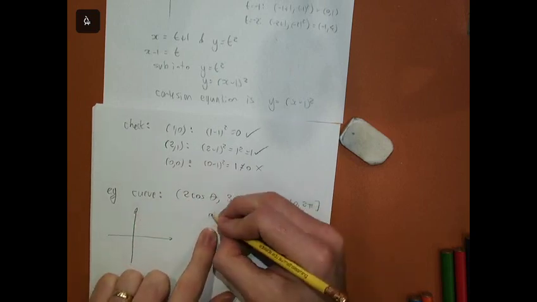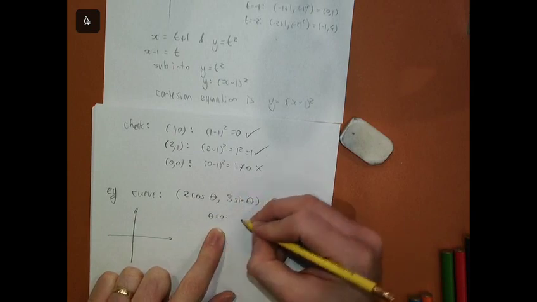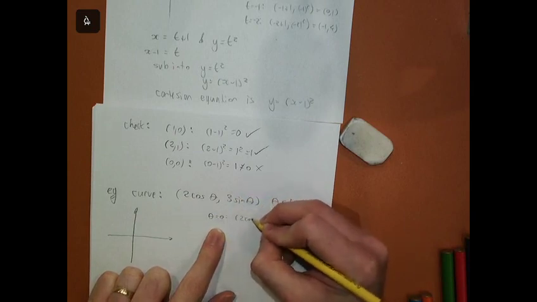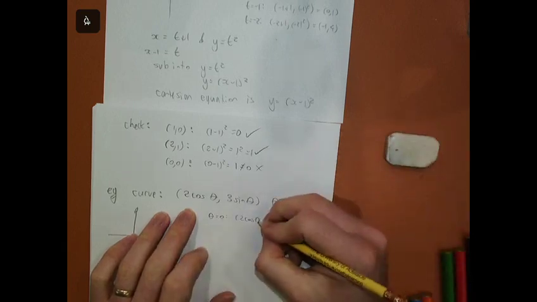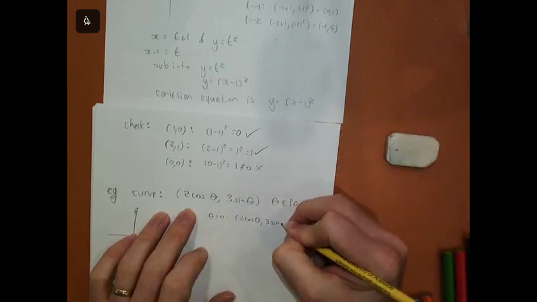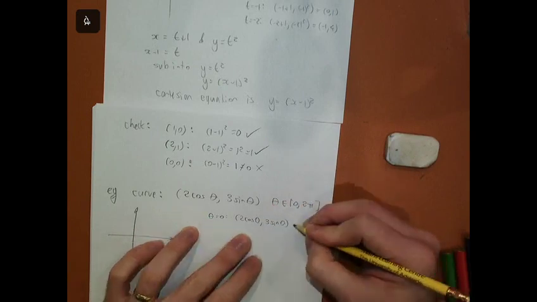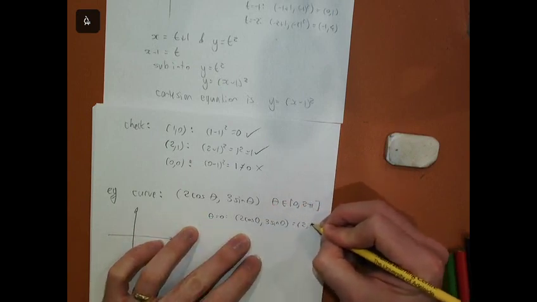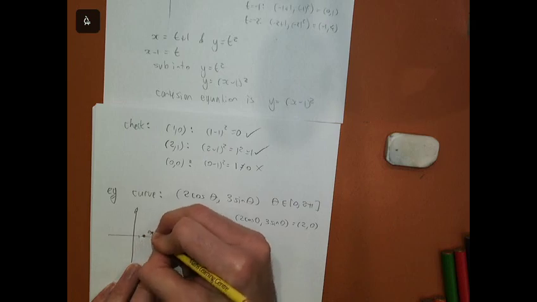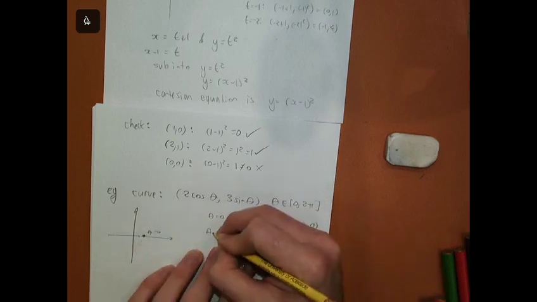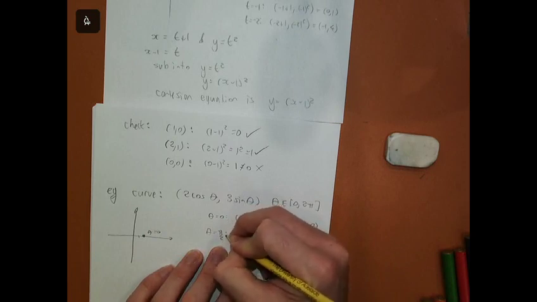Okay, so I'll try theta equals 0. So I'll get 2 cos 0, 3 sine 0. Now cos of 0 is 1 and sine of 0 is 0, so I get (2, 0), which is here. That's theta equals 0.